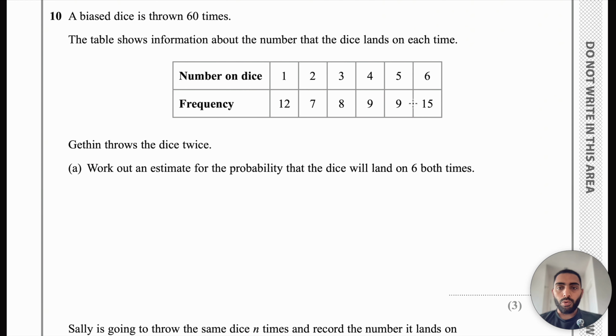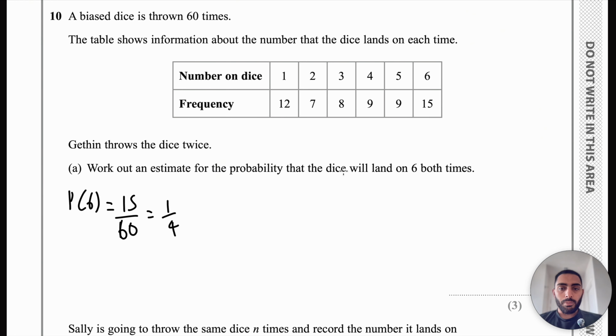Let's first work out what the probability of getting a 6 is. If we get a 6 15 times out of 60, so the probability of 6 is 15 out of 60, we can simplify that. 15 over 60 is the same as 1/4. So the probability of getting a 6 is 1/4.